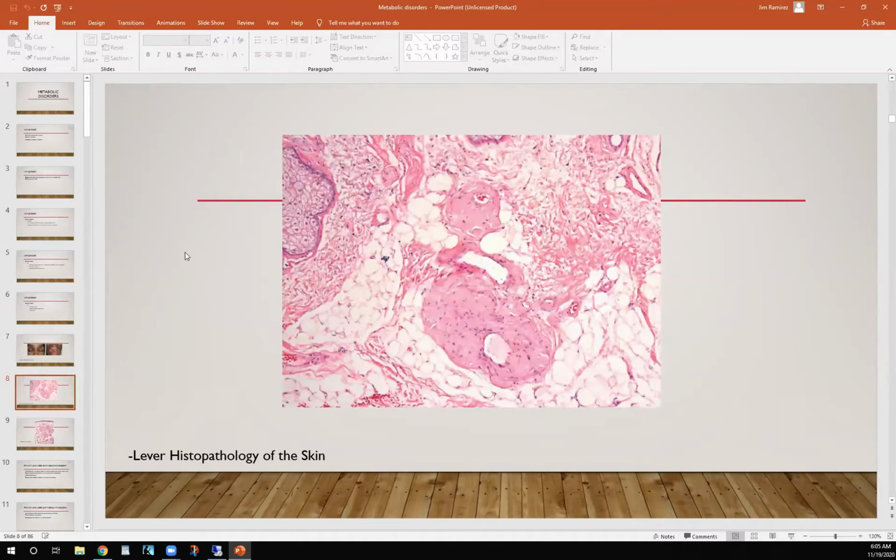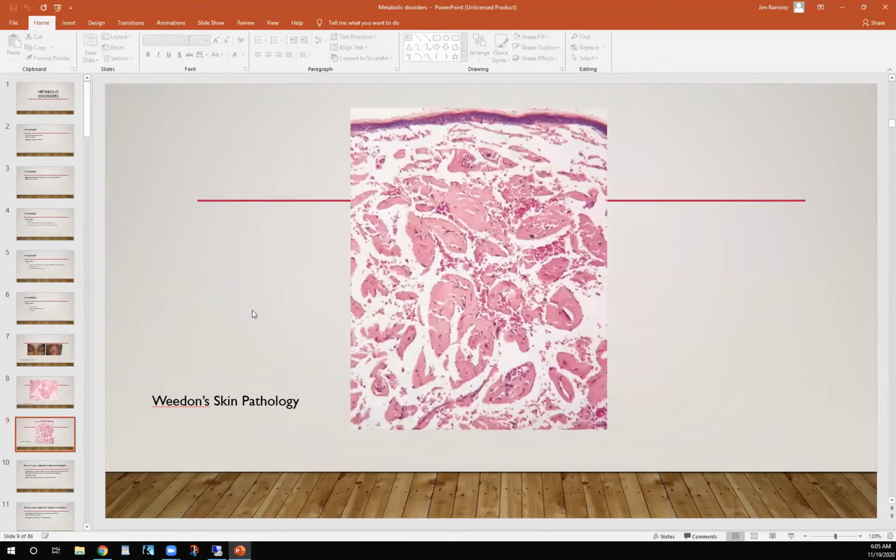And this is what I was referring to earlier, where you can get this preferential involvement of blood vessels, which is what we have right here. These are markedly thickened blood vessel walls, and they have this real eosinophilic hyaline material that's abnormally distending the wall and weakening it in effect. So that's amyloid involvement of vessels. And here's another photo from Weedon's skin pathology showing this kind of classic amorphous eosinophilic nodular deposit of amyloid. And this patient probably had systemic amyloid.